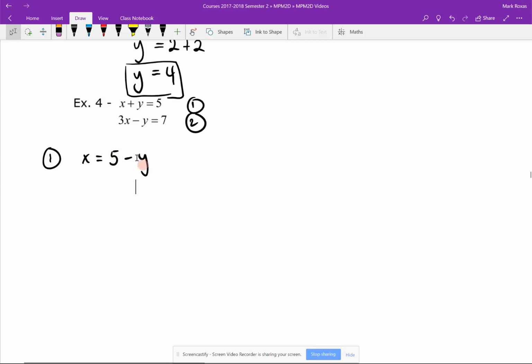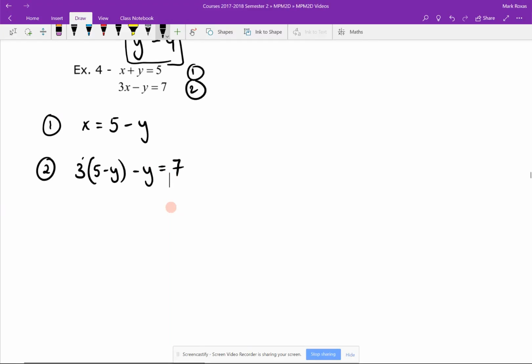Okay, now I'm going to substitute this into equation number 2. So here's equation number 2. 3x, and x is going to be replaced, substituted by 5 minus y. And then I have my minus y equals 7. So now equation number 2 doesn't have any x's anymore, it's just y's. Okay. Expand and simplify. So 3 times 5 is 15. 3 times y is minus 3y. And then you have your minus y outside equals 7. No more brackets. And here we go.